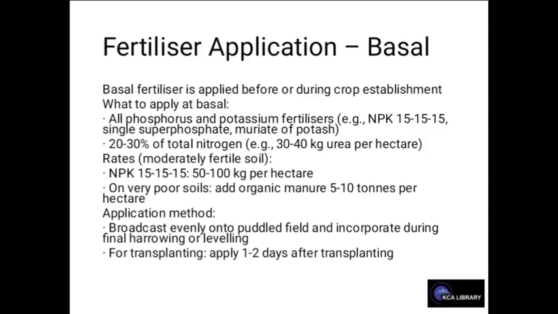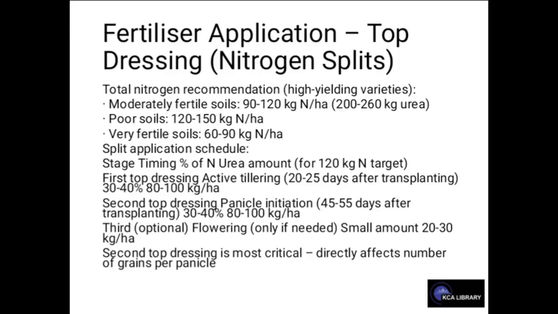That's about 30 to 40 kg of urea per hectare on moderately fertilized soil. Use 50 to 100 kg of NPK per hectare. On very poor soil, add 5 to 10 tons per hectare of organic manure. Apply basal by broadcasting evenly onto the puddled field and incorporate it during final harrowing and leveling. For transplanting, you can also apply it 1 to 2 days after transplanting.